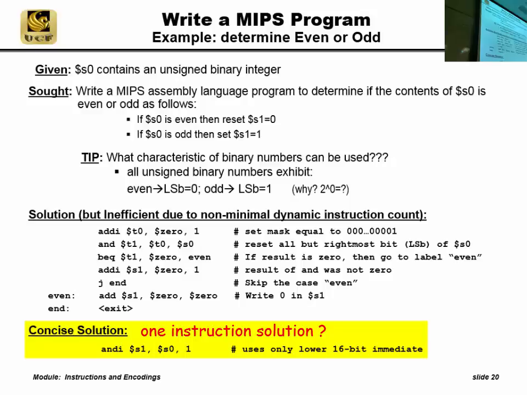If S0 is 1, then it's going to store a 1 in S1. And that is correct. And how does that work? It's doing the AND between 1, and if there's a 1 in there, then it'll come out as 1. If there's a 0, it'll come out as 0. So S0 has a bunch of bits in it.